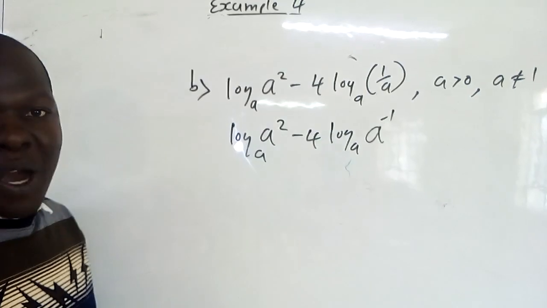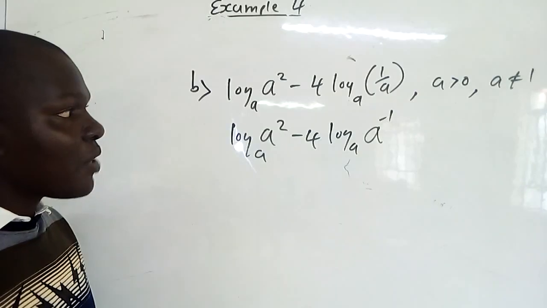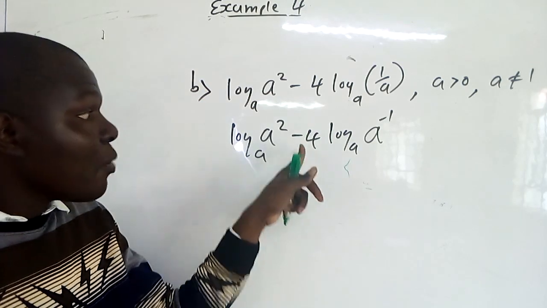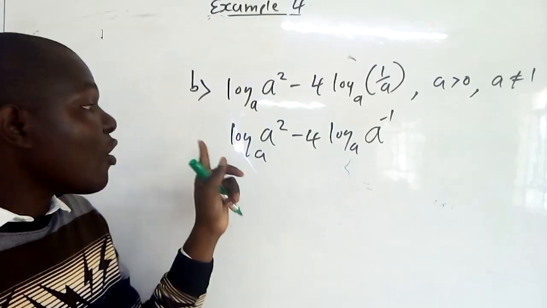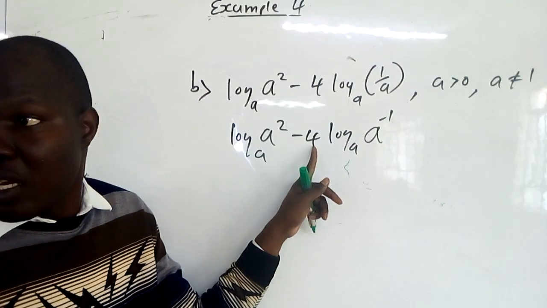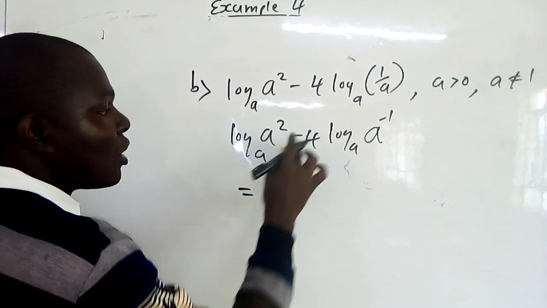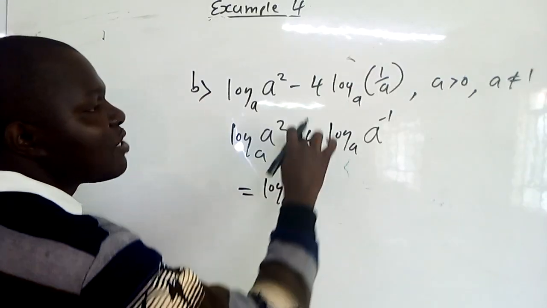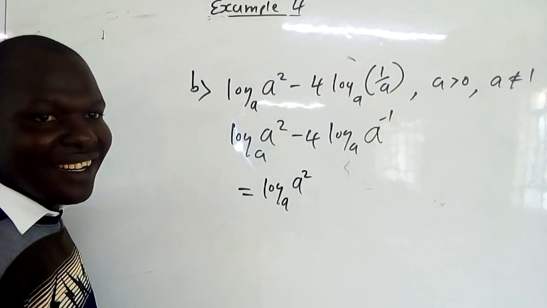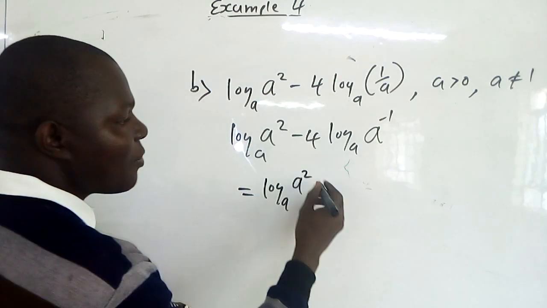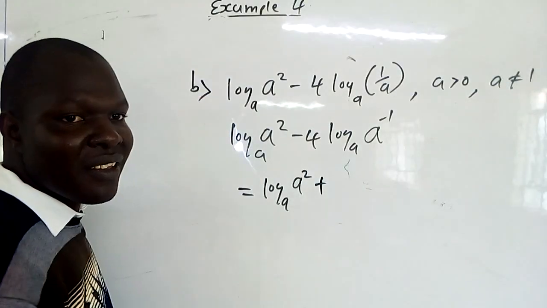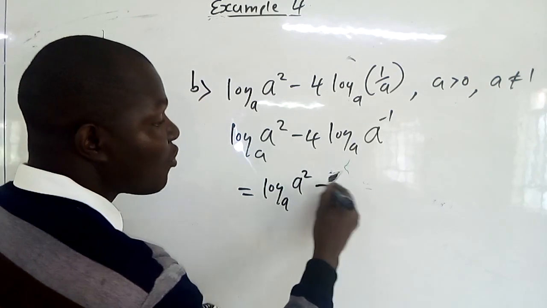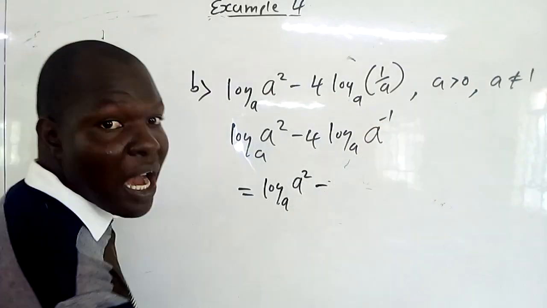Then you get rid of the powers. Are we together? Or before that, we join them. We remove this negative 4, we get rid of the coefficients, that is the first thing we do. So this one is log A squared to base A, and negative 4 becomes the power. Or you can leave the negative there, it doesn't matter. So negative 4 goes to the power.